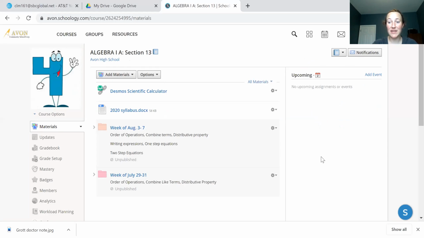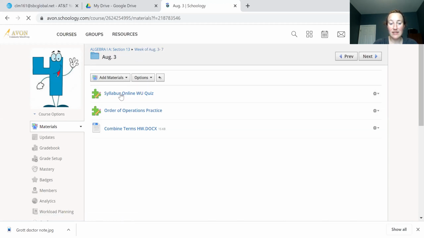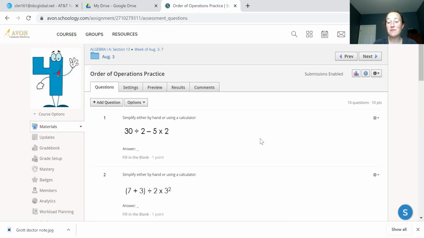All right, since everybody has their laptops out now, what I want you guys to do is you're going to click on the week of August 3rd through 7th. Today is August 3rd, so we're going to click on this folder. And in this folder, I want you guys to work on the order of operations practice. You have 10 questions that I want you to answer. Take a quick look at the directions.